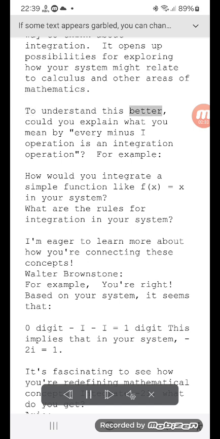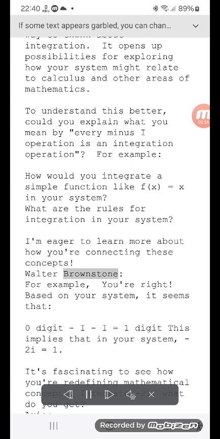To understand this better, could you explain what you mean by every minus I operation is an integration operation? For example, how would you integrate a simple function like f(x) equals x in your system? What are the rules for integration in your system? I'm eager to learn more about how you're connecting these concepts.